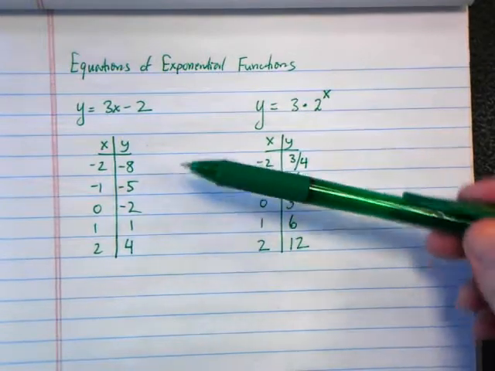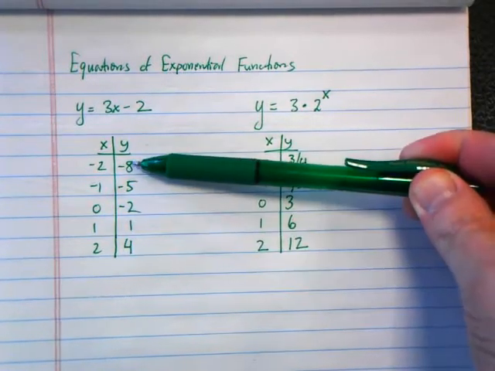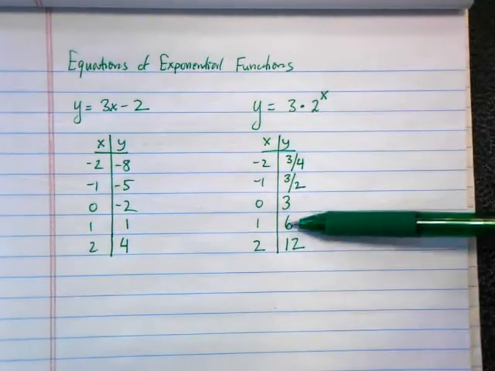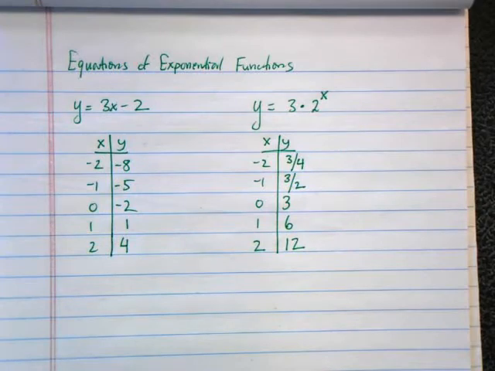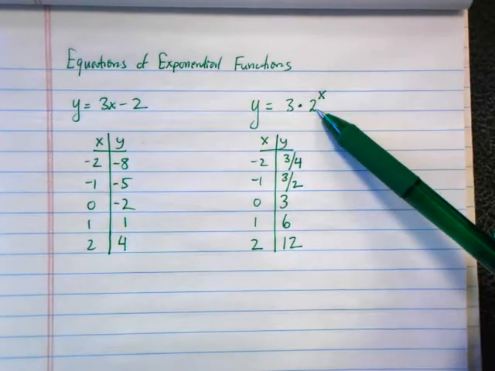So, for linear functions, we add a number each time. For linear functions, we added 3 to each of the y values. What's happening with exponential functions? You're not adding by something, you're multiplying. And what are you multiplying by? 2. And 2 is the number that was right there in the base.